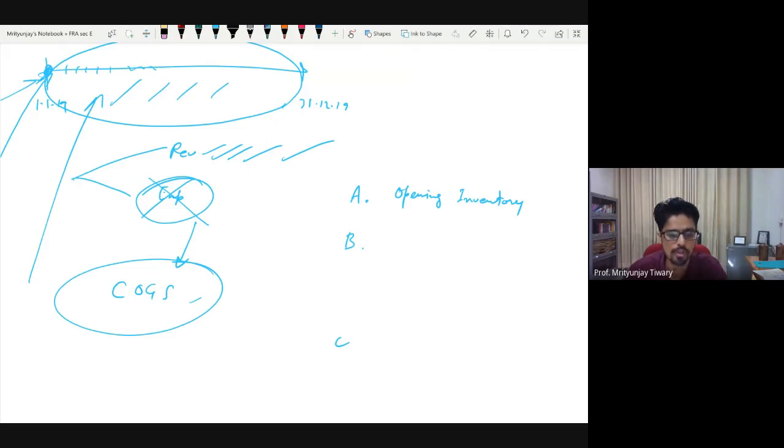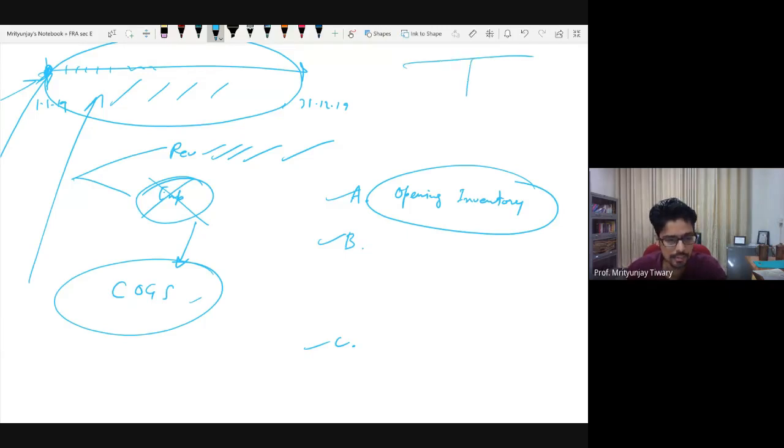Now to do that, what do we need? We need 3 pieces of information. That's what I was about to explain. The first piece of information is how much inventory you started the year with. Where will I find this information? Anybody want to make a guess? From the previous year's balance sheet. Whatever was left last year would be available for me to start the year with. So this information is very easily available from the previous year's balance sheet.